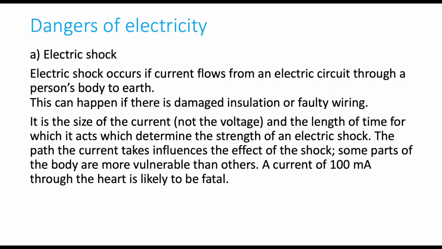Dangers of electricity. Electric shock. Electric shock occurs if current flows from an electric circuit through a person's body to earth. This can happen if there is damaged insulation or faulty wiring. It is the size of the current and the length of time for which it acts which determines the strength of an electric shock. The path the current takes influences the effect of the shock. Some parts of the body are more vulnerable than others. A current of 100 milliampere through the heart is likely to be fatal.